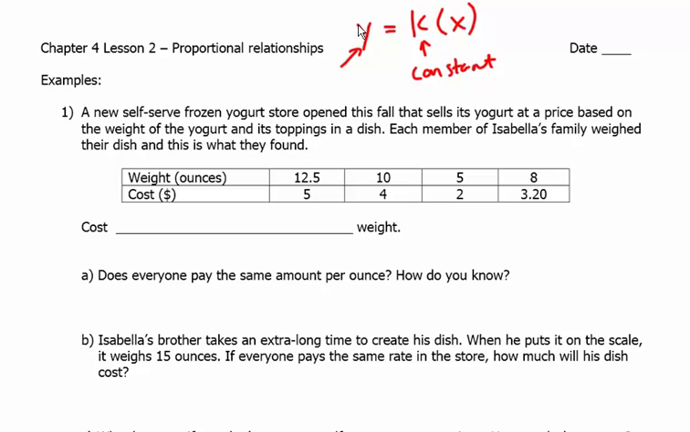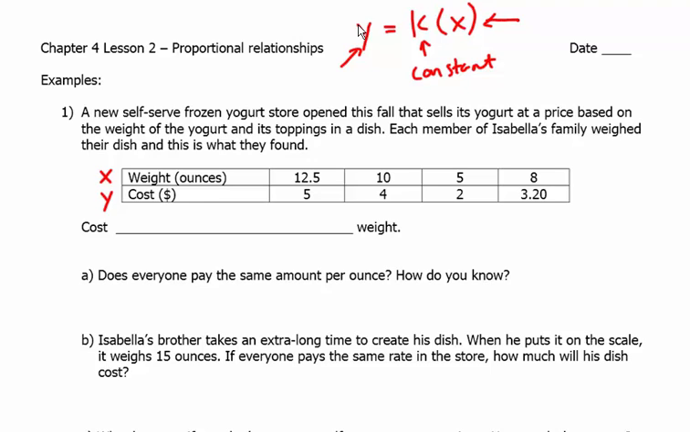Y is the dependent variable, and x is the independent variable. So you may have talked in science about the dependent variable. It depends on something, where x does not depend on anything. So in question number 1, we need to determine what x and y are. So the cost depends on, in this case, how much yogurt you buy, or the weight. So the cost is dependent upon the weight of the yogurt.